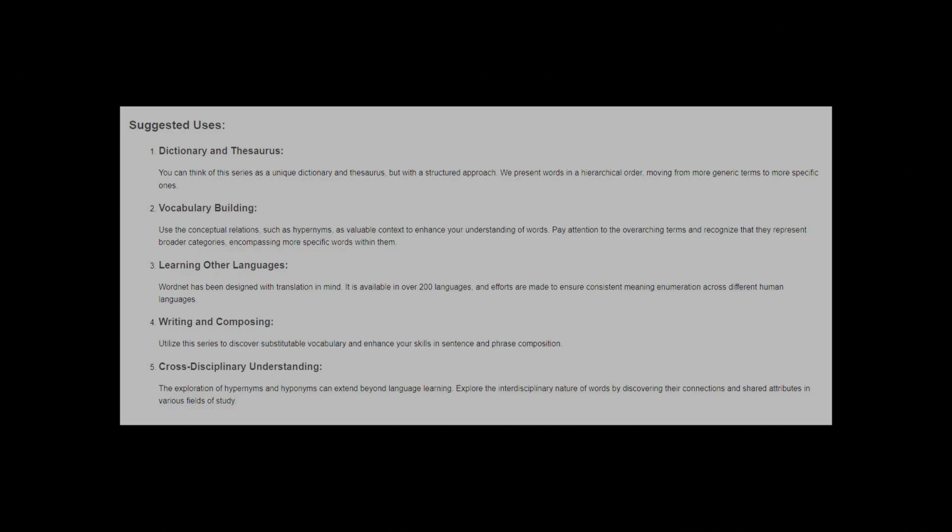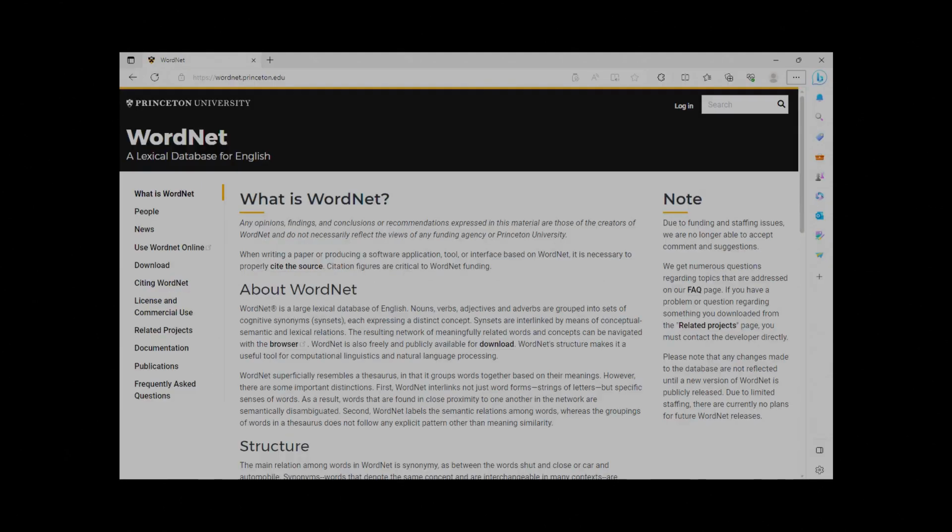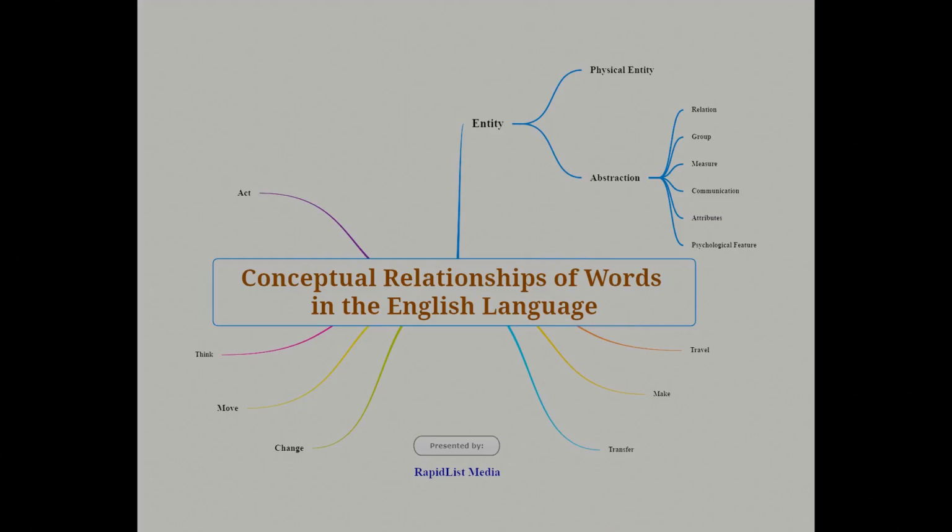To get the most out of these videos, here are some of the suggested uses. We will be using WordNet as our primary reference throughout the series. For detailed information about WordNet, please visit the official WordNet website. If you're new to our channel, we recommend starting with our introductory videos. They provide essential context for understanding our approach, purpose, and methodology. For simpler navigation, we presented an outline of the terms and relationships in one of these introductory videos.